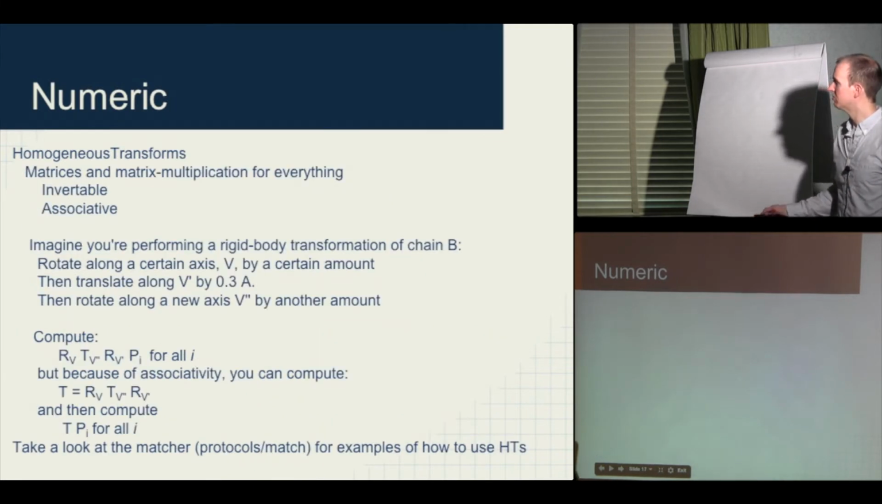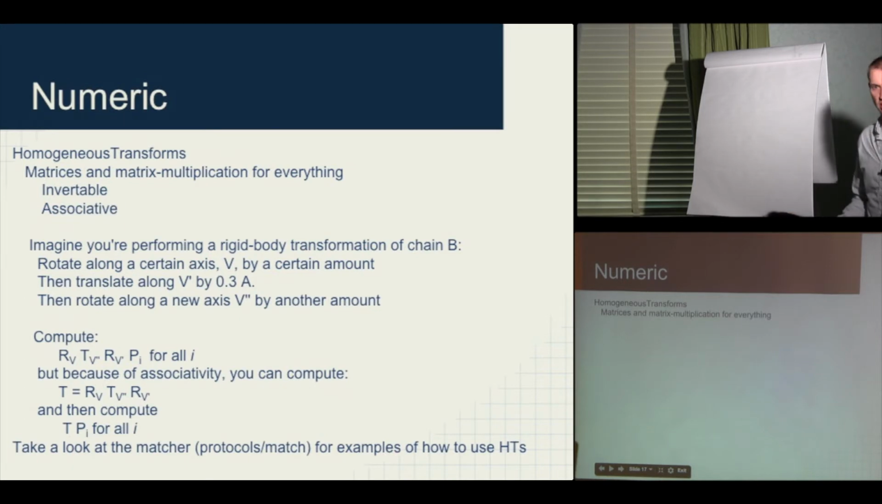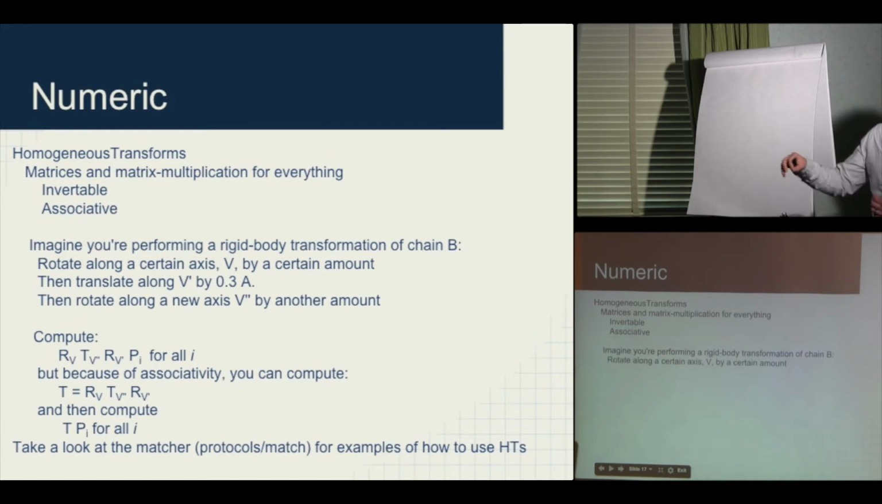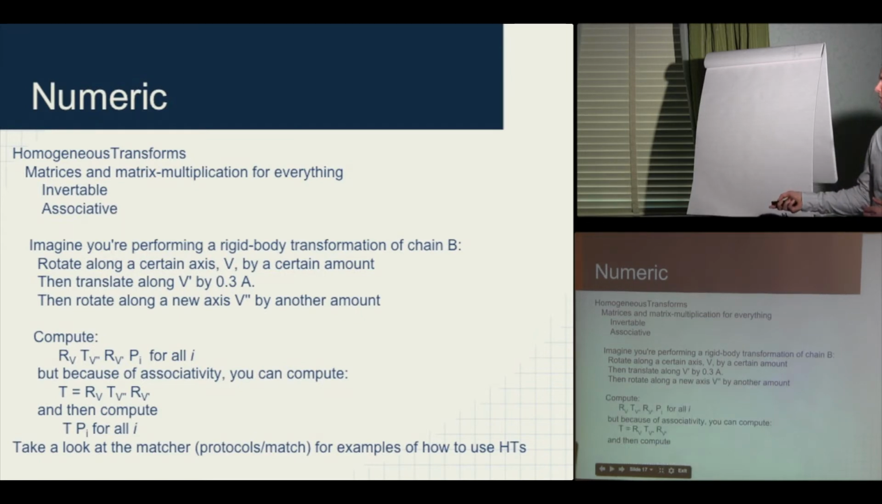what associativity gives you. Did I kill this slide? Okay, so matrices and matrix multiplication are the representation for everything. Matrices are invertible and associative. Imagine you're performing a string of rigid body transformations on chain B. Let's say you've got chain A and chain B, and you're going to rotate about some axis V by a certain amount. Then you translate along this new axis V prime by 3/10 of an angstrom, and rotate along this final axis V double prime by a final amount.